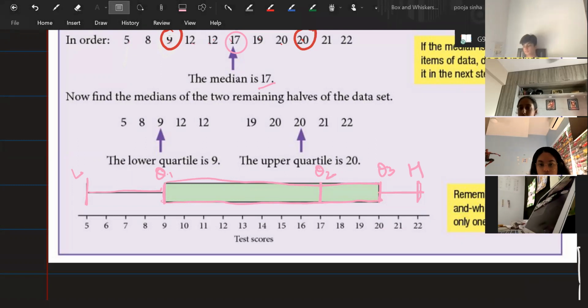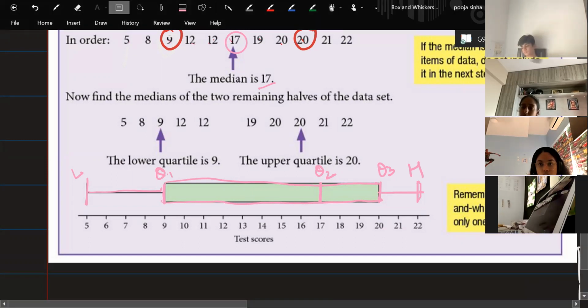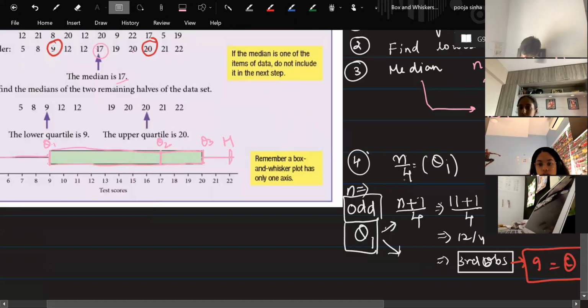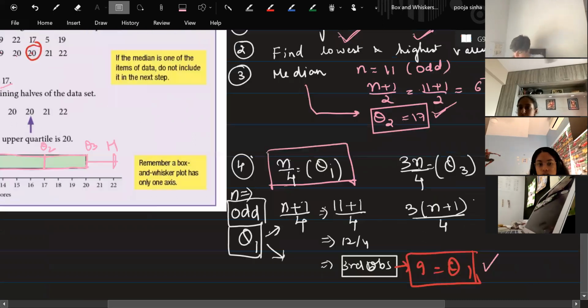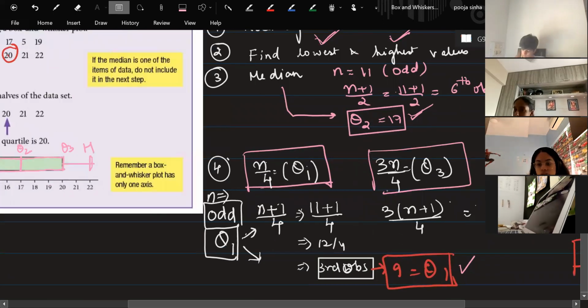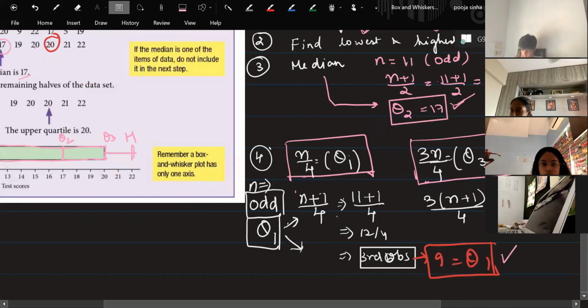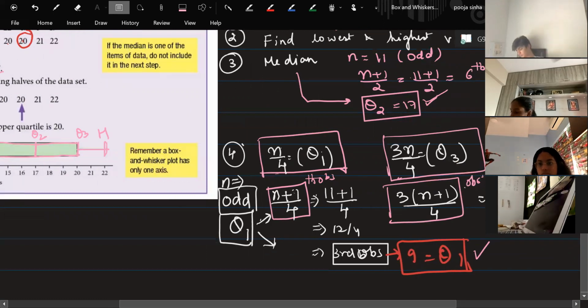I will move to the next now. Yes, Trisha, could you explain the formula for the lower and higher quartile? So n by 4 if it's even, and 3n by 4 for the upper quartile when it is even. But our case was odd, so it is the (n+1) by 4 observation and the 3(n+1) by 4 observation. Whatever your answer is, you figure it out from the whole data values given to you, and from there you take it out. Clear?